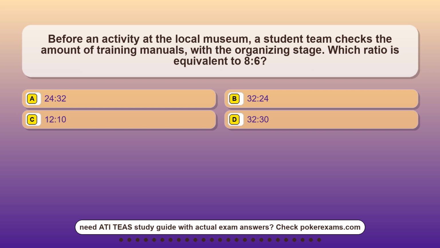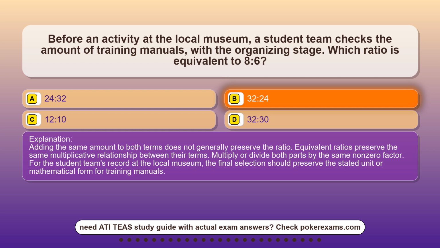Question 8. Before an activity at the local museum, a student team checks the amount of training manuals, with the organizing stage. Which ratio is equivalent to 8:6? Option A, 24:32. Option B, 32:24. Option C, 12:10. Option D, 32:30. The correct answer is option B, 32:24.